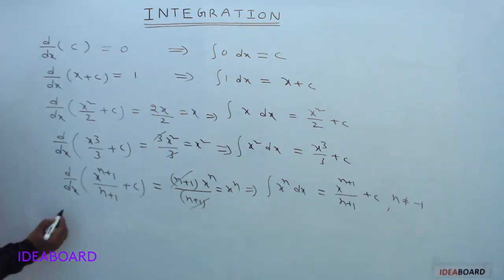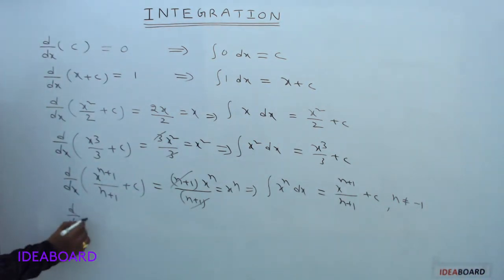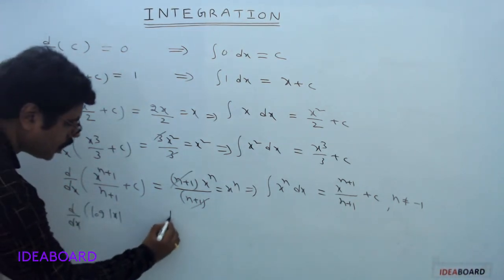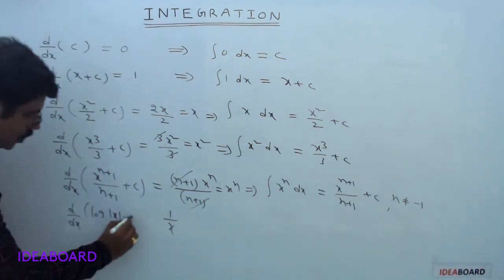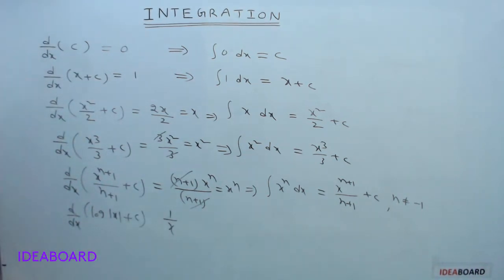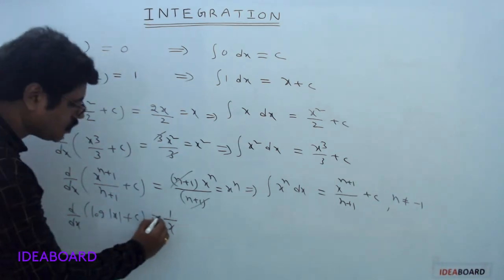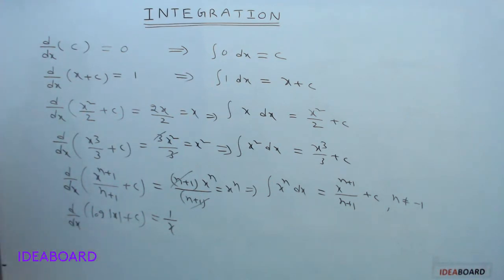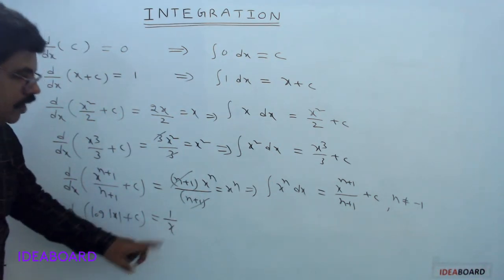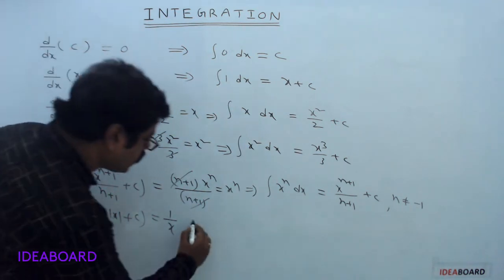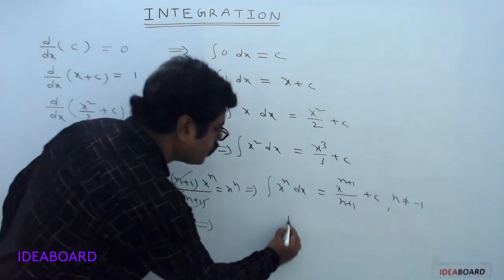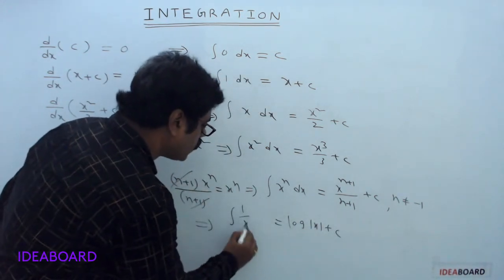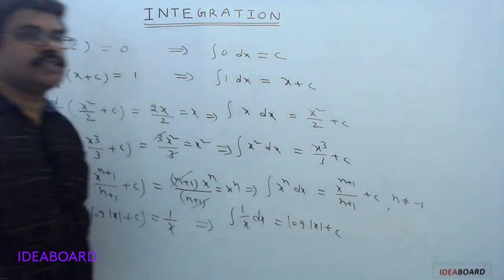Now see one more formula. What is the derivative of log mod x? Derivative of log mod x is 1 by x. If we add a constant term, then also derivative of this function is 1 by x. So here log mod x plus c is called integral of a function 1 by x with respect to x. It can be written as log mod x plus c equals to integral 1 by x dx.